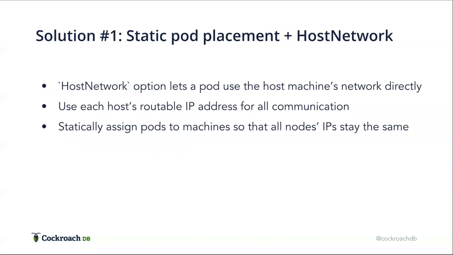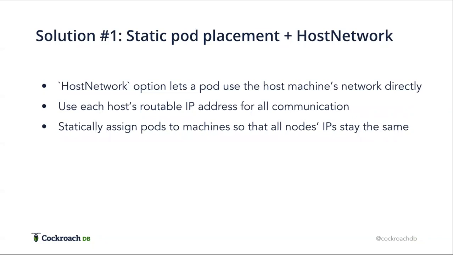So one way to do this is to pretend that you're not really using Kubernetes at all. Kubernetes allows you to statically place pods onto specific nodes, or you can use what's known as a daemon set, which just puts one pod on every node. And then you can use the HostNetwork option in the Kubernetes configuration file to tell the pod to use the host machine's network directly. So it will use the host machine's IP address for all of its communication. This means that your pod will be using the ports directly on the host's network. So you can't have more than one Cockroach pod on that machine, because you're going to run into port conflicts if you do.